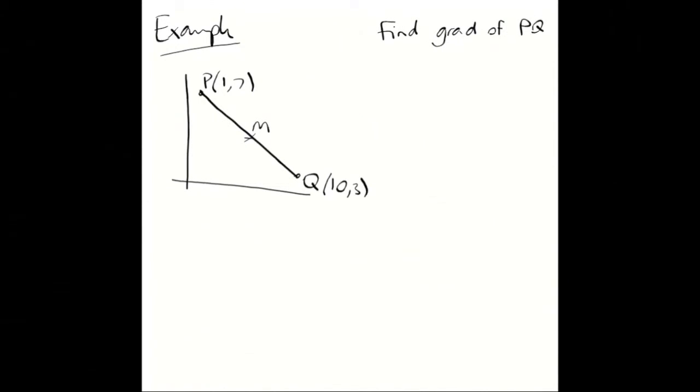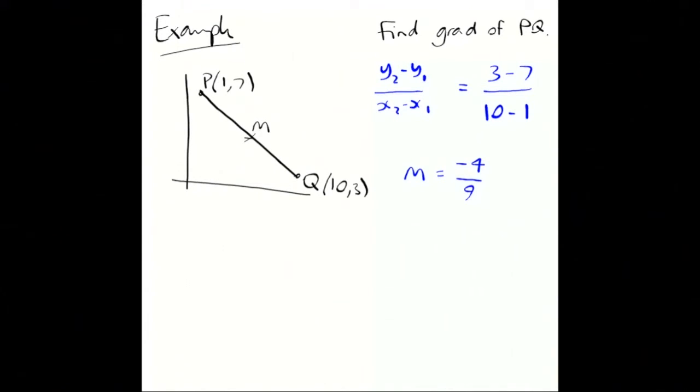We'll do this by using our formula y2 minus y1 over x2 minus x1. That tells us 3 minus 7 over 10 minus 1. It doesn't matter which one you pick as y1 or which one you pick as y2, so long as you're consistent and you have the same x that matches it. So that tells us our gradient is minus 4 over 9.